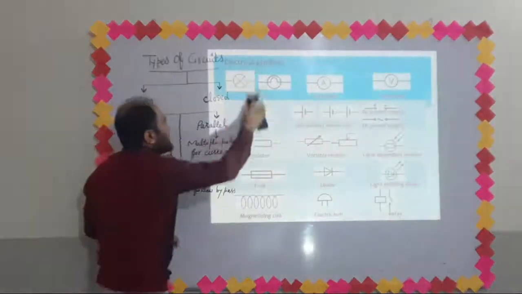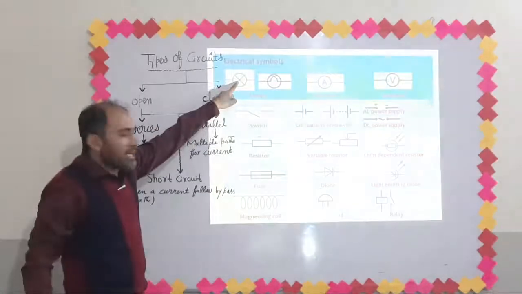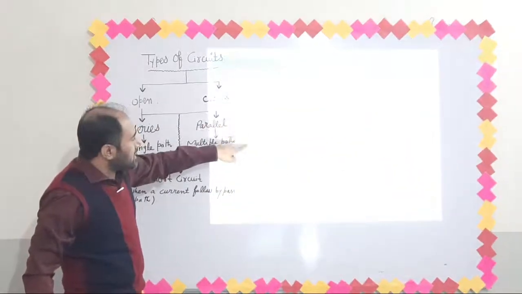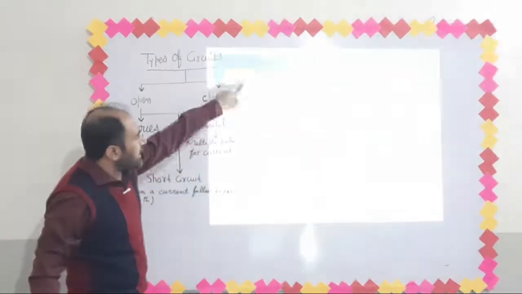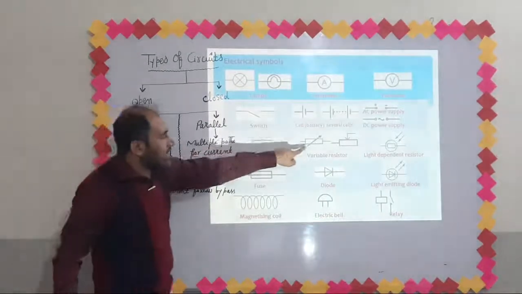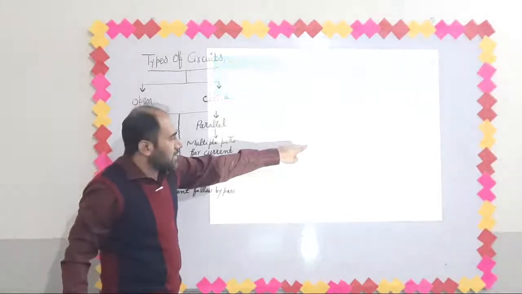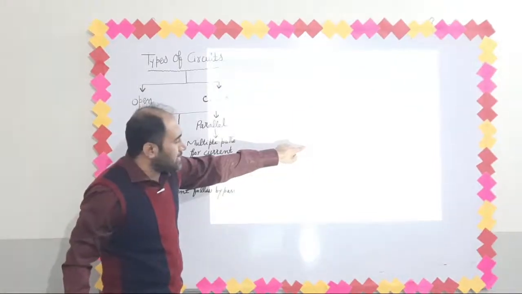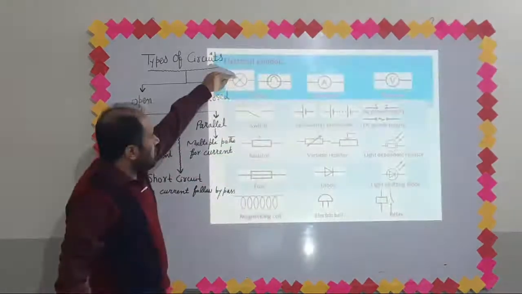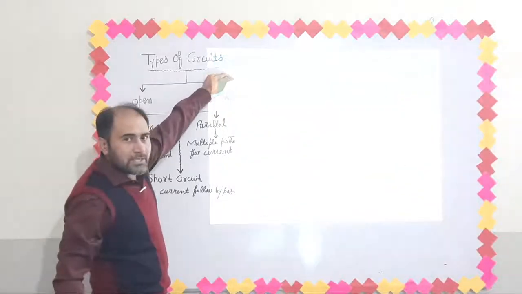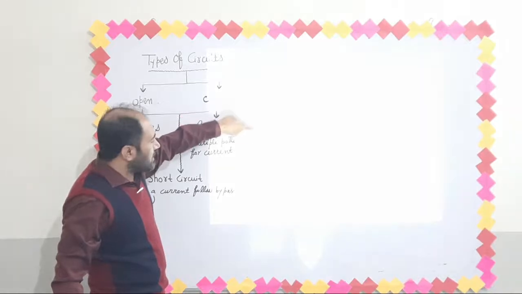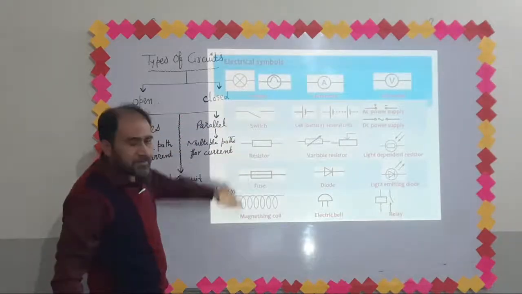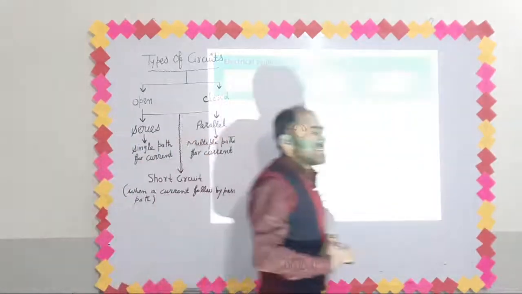These are important symbols. This is for lamp, for resistors, for switch, for fuse. These are very important symbols. One is the variable resistor. This is also a very important symbol. Have a look at this symbol. This symbol is for lamp. This symbol is for switch. This symbol is for resistor. So we will practice these symbols.